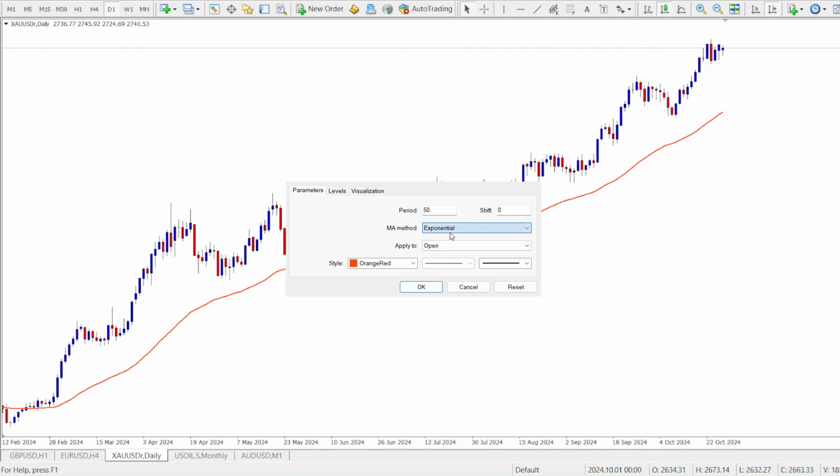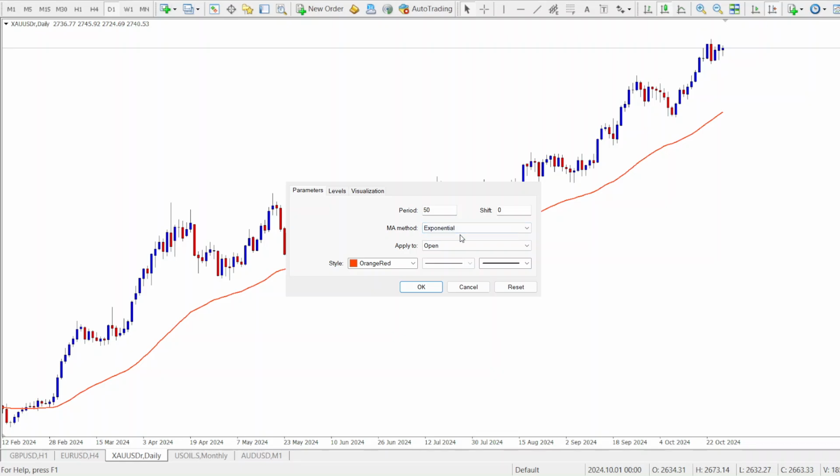Then we also have a couple of methods for the moving average. We have the simple moving average, the exponential, the smoothed, and the linear weighted. But in this video, we are going to be focusing on the exponential. The exponential moving average gives weight to recent price movements. So we're going to be using it for our double crossover strategy, that is the double EMA crossover strategy. I hope I've been able to give a brief introduction into what we want to discuss in this video.